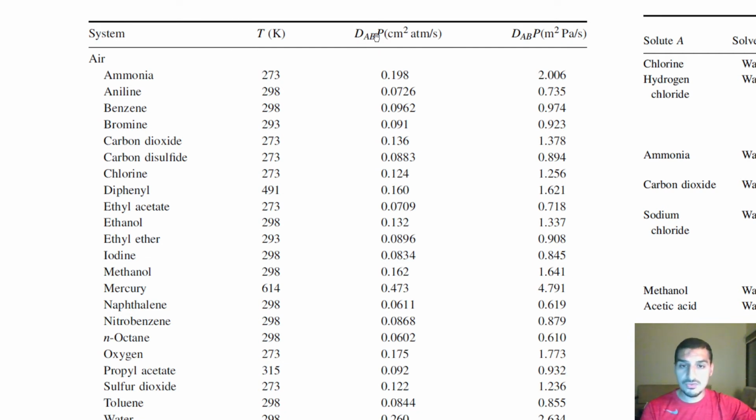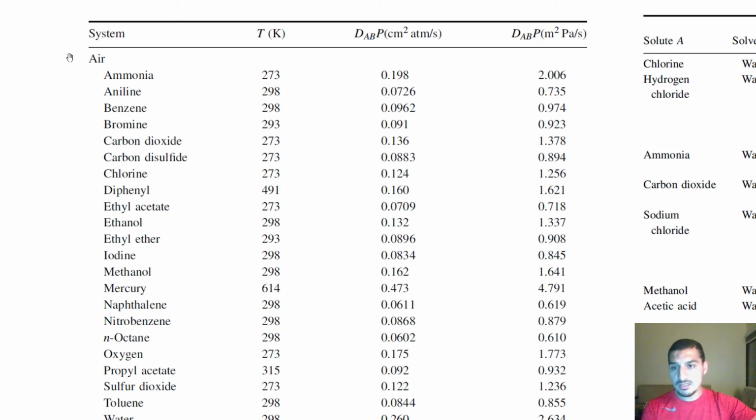So this is not the diffusion coefficient only, it's multiplied by the pressure, and the same for here. And here the system, it says air, ammonia, aniline, benzene, and so on. So as we said before, the diffusion coefficient is a function of the two species. It's a function of the diffusing species and the species that it is diffusing into. And from here we can understand why air is put in this row with no information, and we have rows for the other species here. And the reason is this is the ammonia in air. So this is the diffusion coefficient of ammonia in air, aniline in air, benzene in air, and so on.